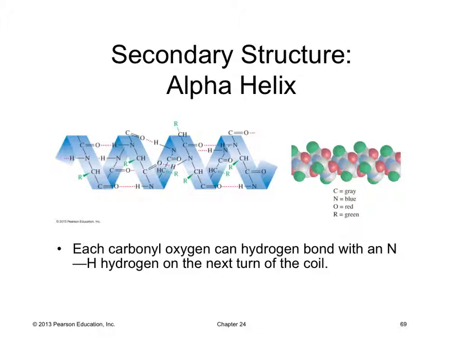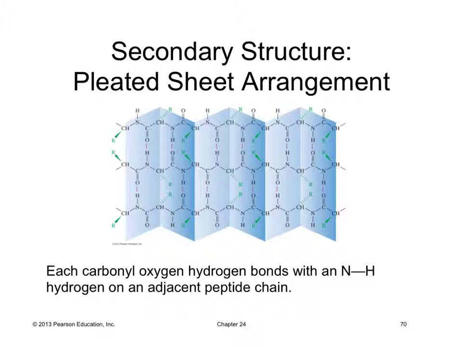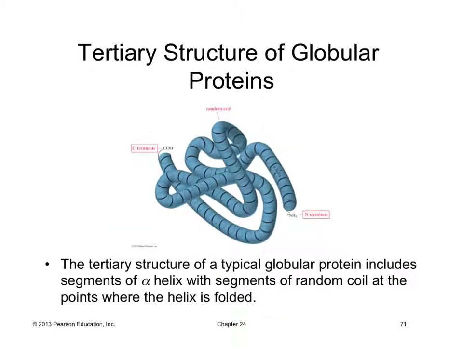So if we look at secondary structure, here is an example of an alpha helix. Here, each C double bond O oxygen hydrogen bonds to the NH in the next turn of the helix, then forming this helical coil. In terms of beta sheet or pleated sheet arrangements, you have sheets of polypeptides having hydrogen bonding between the carbonyl and the NH on the adjacent peptide chain, whereas in the alpha helix, it's within the same peptide chain.